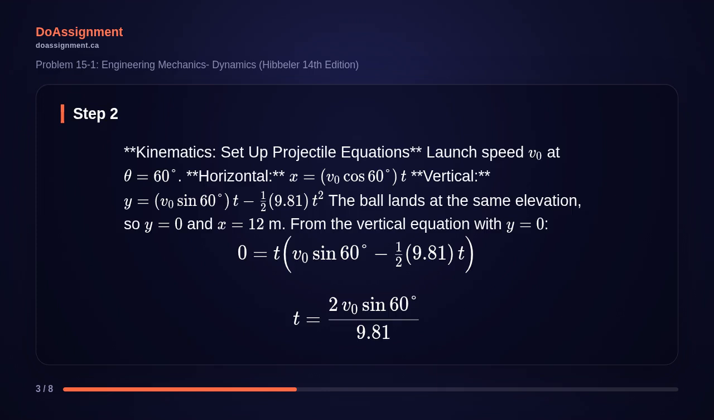Now we do the kinematics to find the launch speed. The ball is a projectile launched at 60 degrees with initial speed v0. Setting the vertical displacement equal to 0 for the landing condition gives us the time of flight as 2 times v0 times sine 60 divided by 9.81.